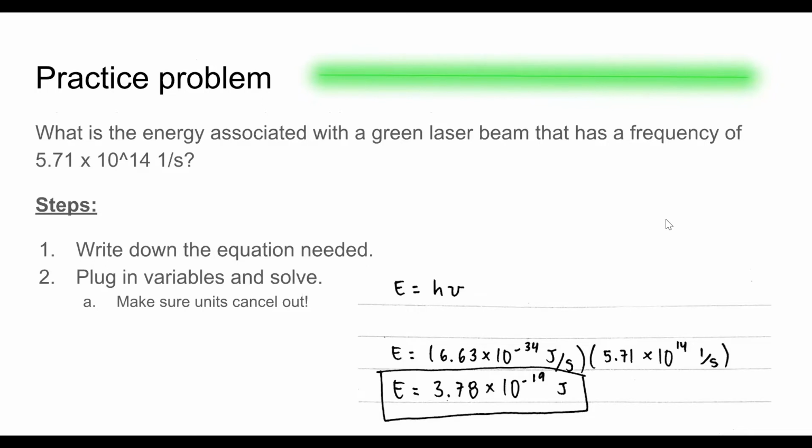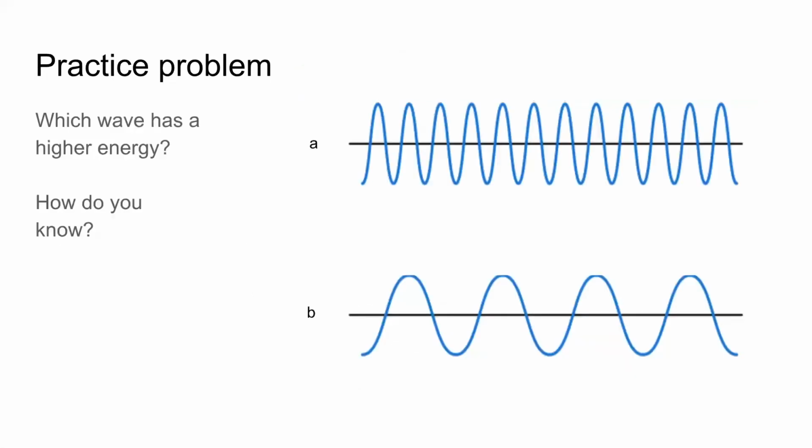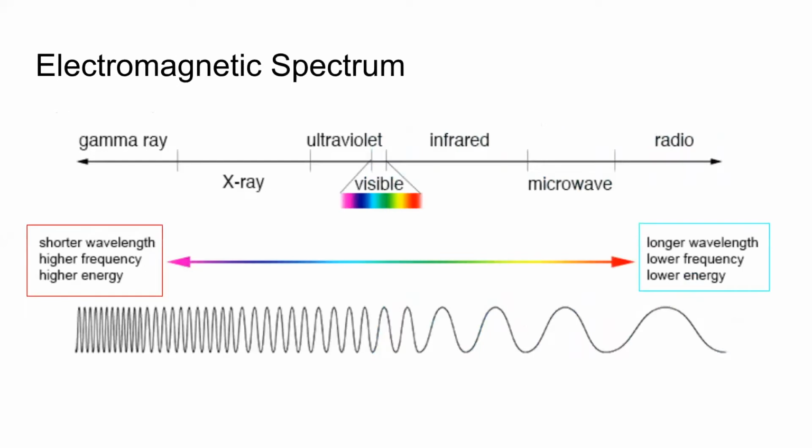So let's move on. Here's another practice problem. Which wave has a higher energy and how do you know? Well, since energy has to deal with frequency, if we have a higher frequency, that means we have more energy. And if we have a higher frequency, that means it's a shorter wavelength because there are more vibrations. So A would be the one that has the higher energy because it would have the higher frequency but the shortest wavelength.